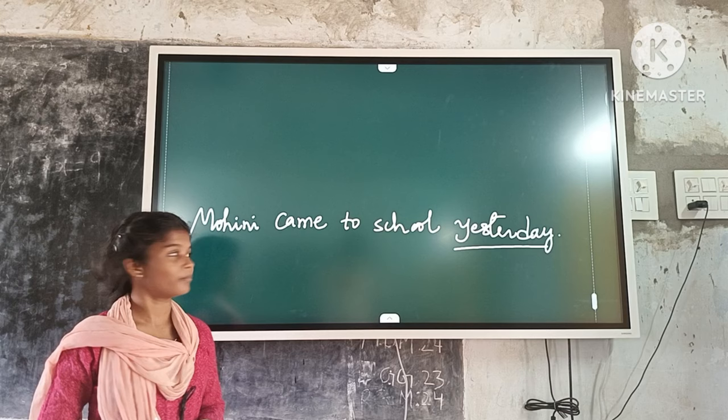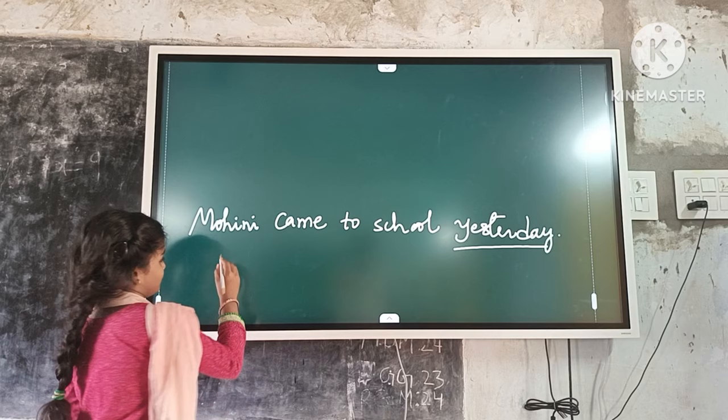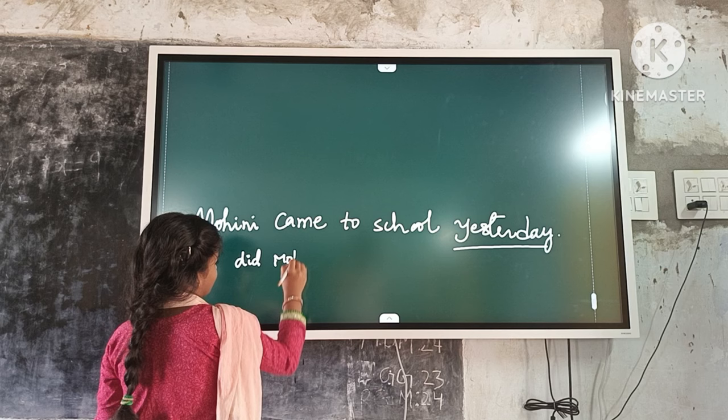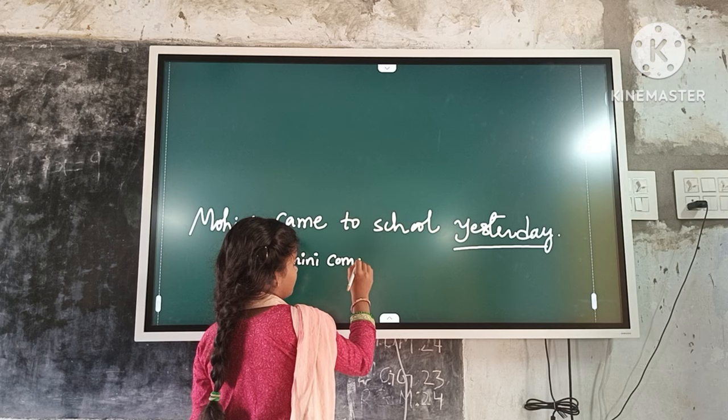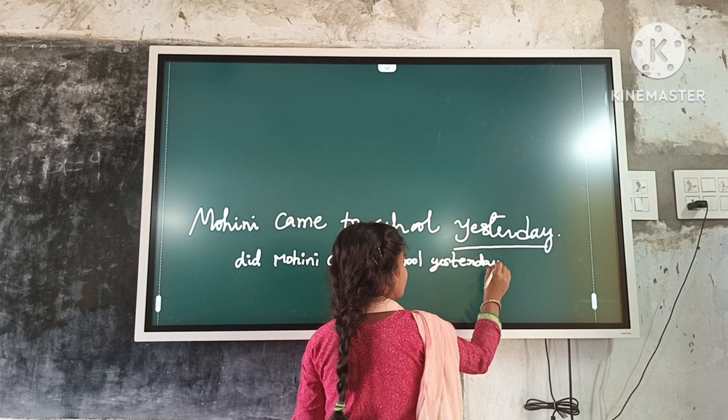Now another example. Mohini came to school yesterday. Here, the underlined part is other than the subject. So first we make a yes or no question. The yes or no question is: did Mohini come to school yesterday?